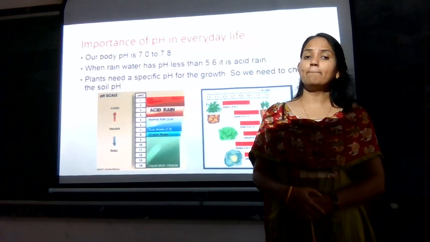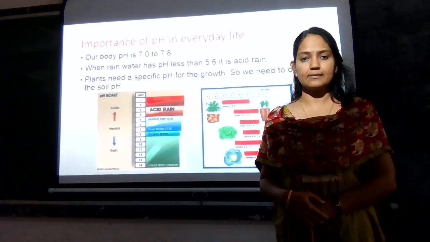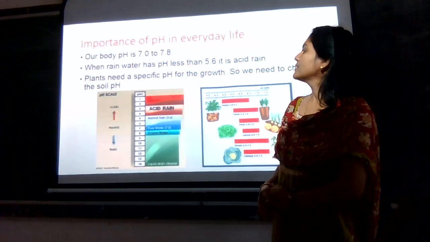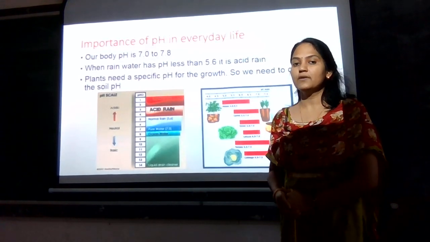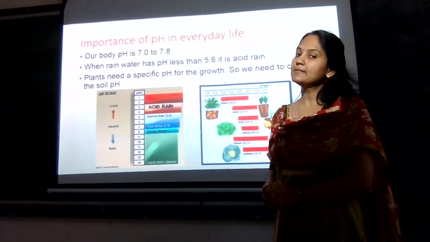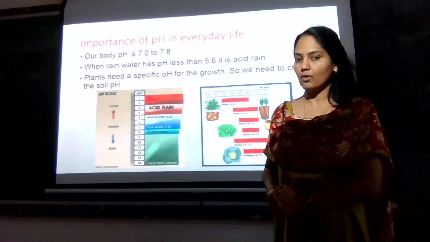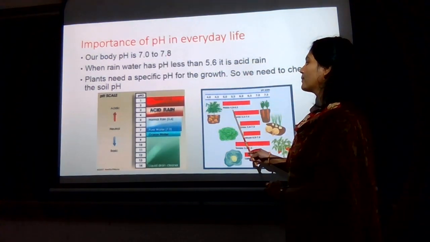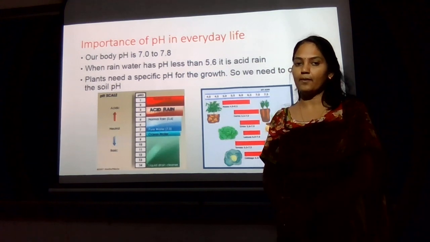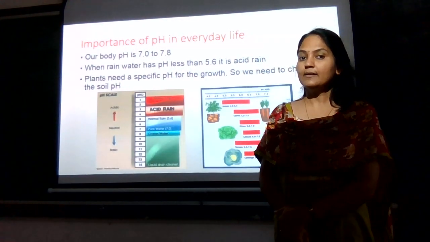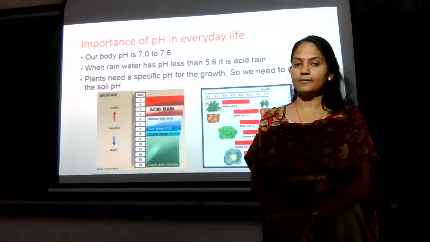Acid rain causes immense harm to our buildings. pH is also important for cultivation purposes. Certain plants need specific pH for their optimum growth. For example, potatoes grow between 4.5 and 6.5 pH, slightly acidic. They need the soil to be more acidic.